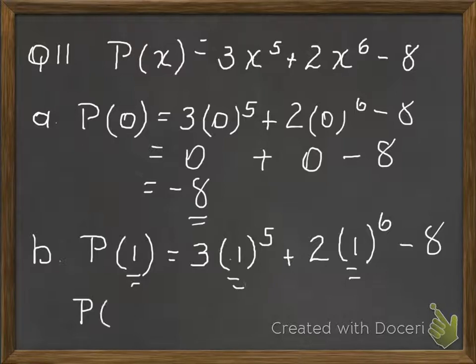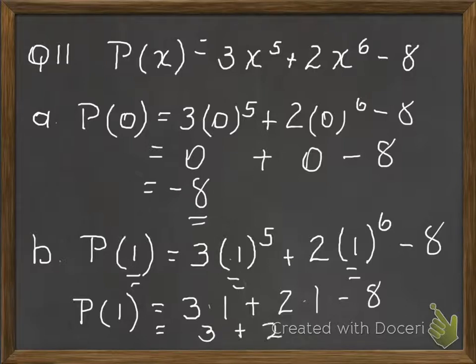So p of 1 is 3 times 1 plus 2 times 1, because 1 raised to the power of anything is 1. 1 times 1 times 1 times 1 is 1, etc. So minus 8. And that's just equal to 3 plus 2 minus 8. And 3 plus 2 is 5, minus 8 is minus 3. So that's our answer for part B.